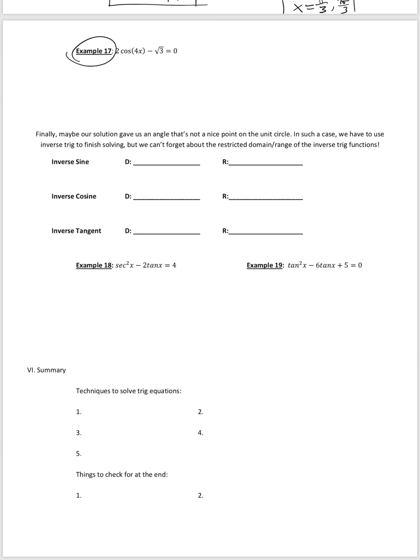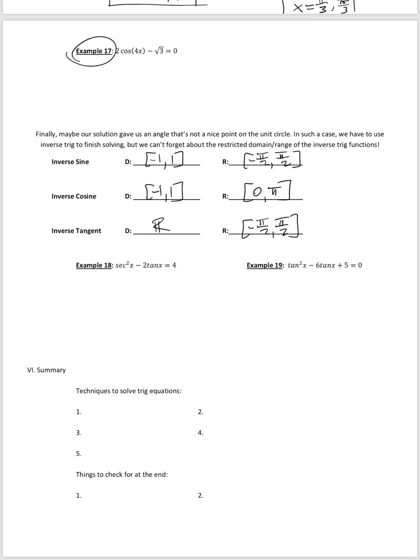So here we just need to be careful. We can't forget that the restricted domain and range of the inverse trig function still applies. So if you'll recall, the inverse sine function, -1 to 1, was the domain, and then the range, the possible outputs, the angle values it could give me, were between -pi over 2 and positive pi over 2. Cosine was the same domain, but the range was between 0 and pi. Inverse tangent, the domain was all real numbers, and then the range was the same as the range for the inverse sine function. Okay.